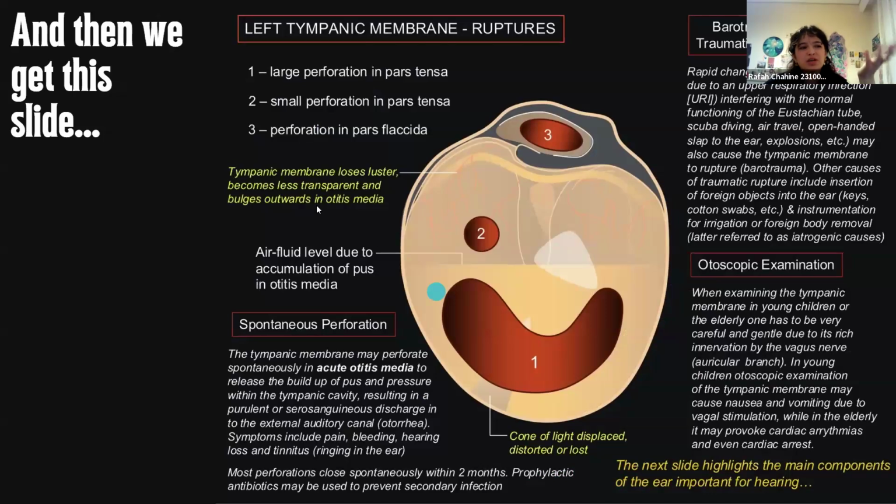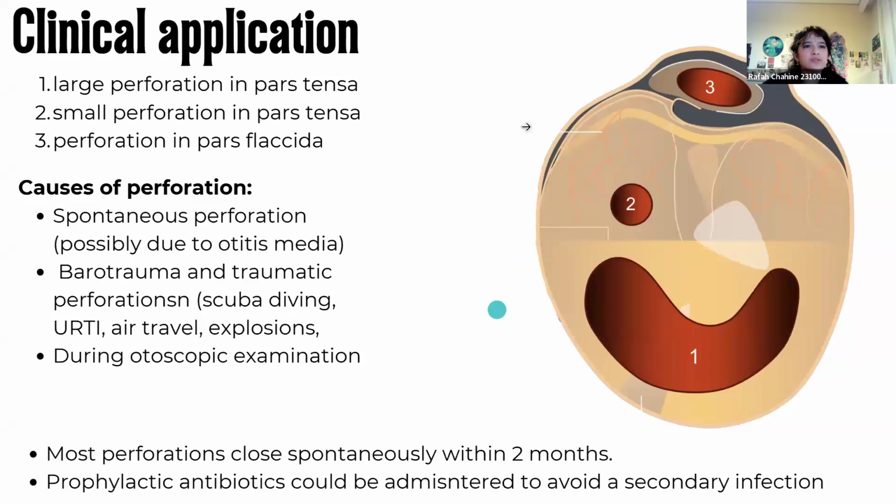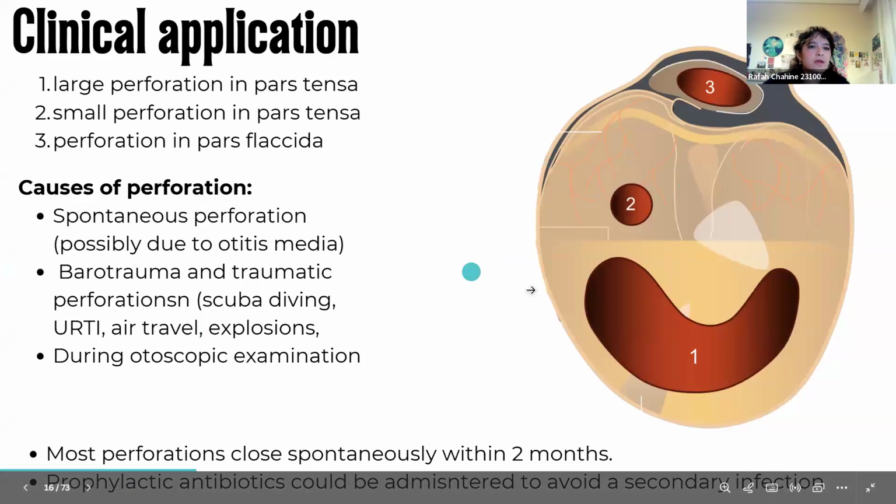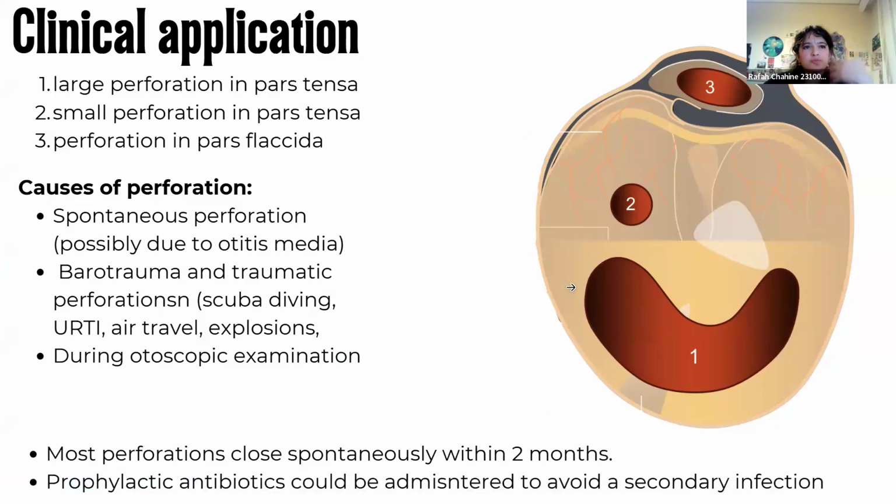So, clinical application. This slide looks like a lot, but honestly, I just summarized it into this. Clinical application, again, will be covered in the crash course, but this is just very simple and very quick to mention. We can have a large perforation of the pars tensa, a small perforation of the pars tensa, and a perforation of the pars flaccida. This is where the clinical application occurs in the tympanic membrane. Usually it's ruptures and perforations.